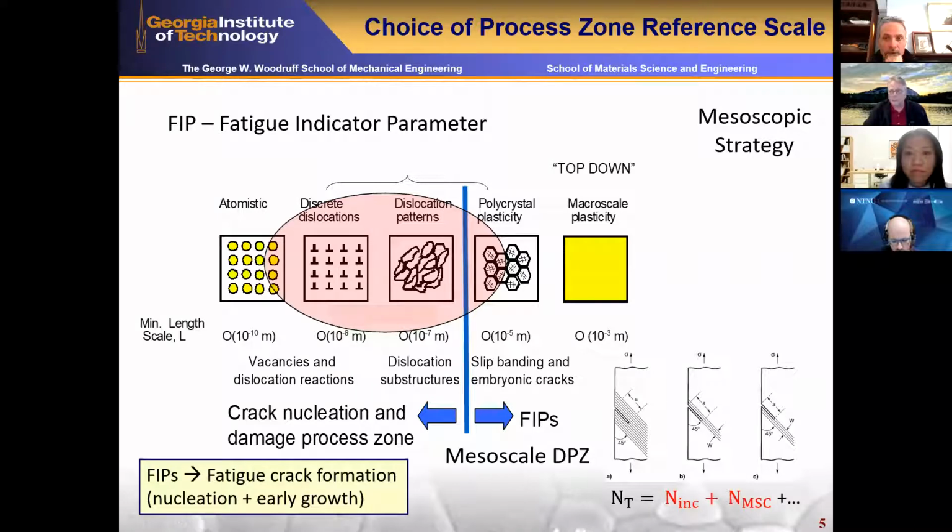Doing this by averaging over some finite domain, we provide regularization to the solution, so mesh sensitivity, and we are also in consonance, or in agreement, with the physical concept of a finite size of a cyclic damage process zone to form a fatigue crack, typically on the order of microns.